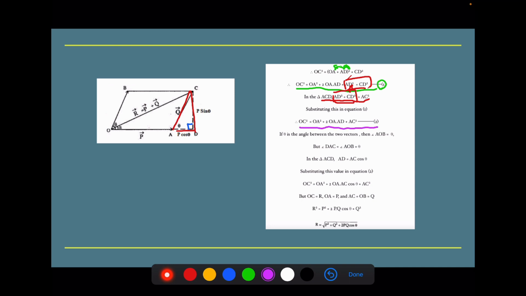And if we notice carefully, AD will go to AC cos theta. So we use substitution again, and we get this equation. And OC will go to R, OA will go to P, and AC equals OB, and also equals Q. And then we take out the square and put in the root, then we get the resultant vector.